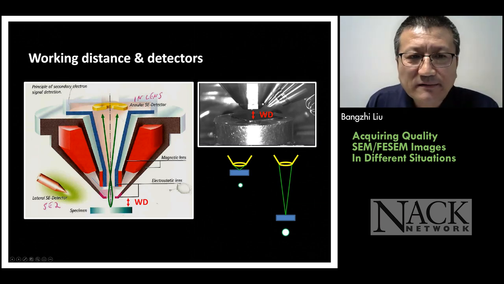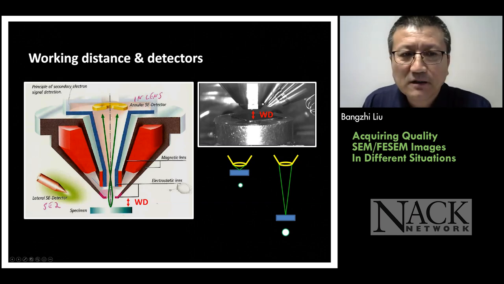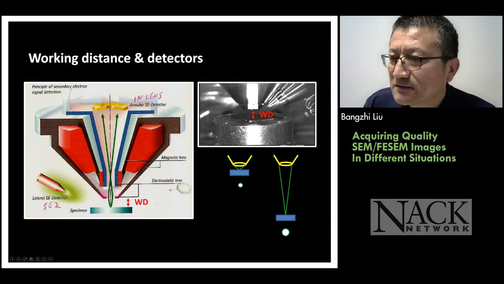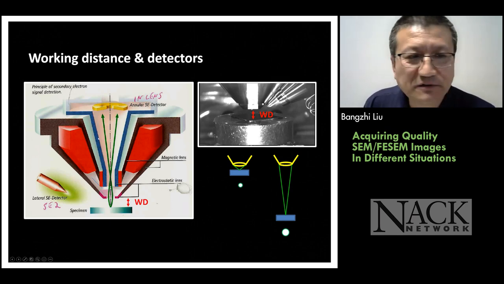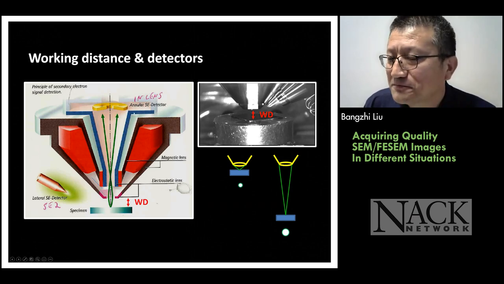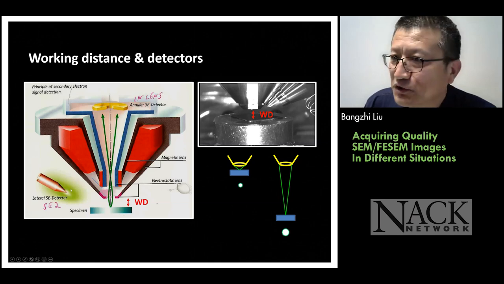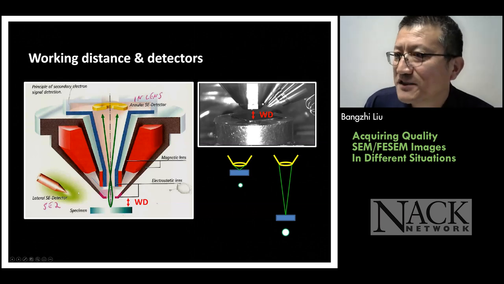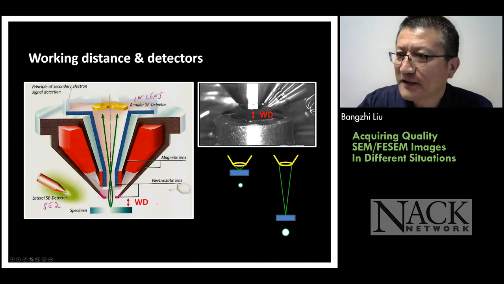In this picture you can also see the detectors we mentioned earlier. Inside the SEM we have two detectors that we use most of the time. Why is it called the in-lens? Because it's inside the column. The other one is called SE2, and it's outside the column. So they are at different locations, and because the locations are different, they give you slightly different information.